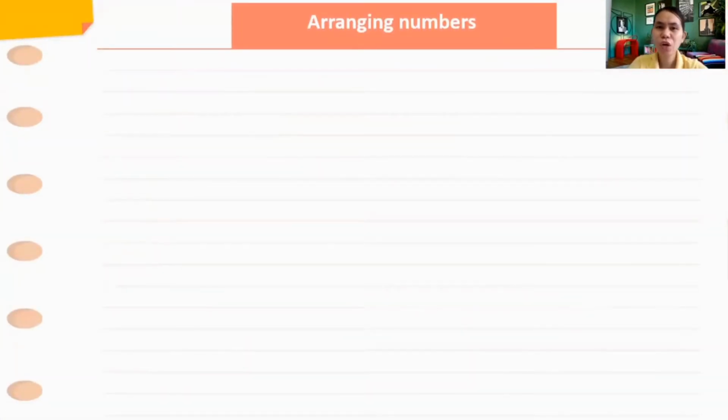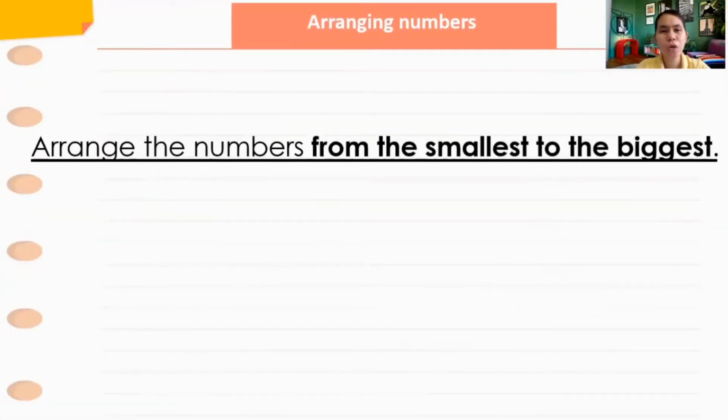Now, we are going to learn how to arrange the numbers from the smallest to the biggest. What is that, Teacher Joy? For example, we have the easy example here: 0, 1, 2, 3, 4, 5. It means the numbers are increasing, going up, from the smallest to the biggest.